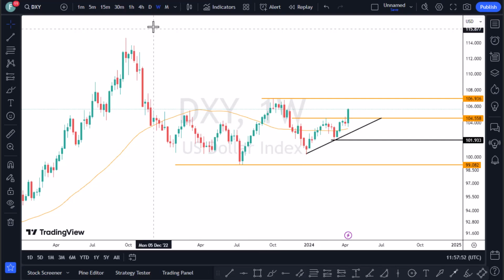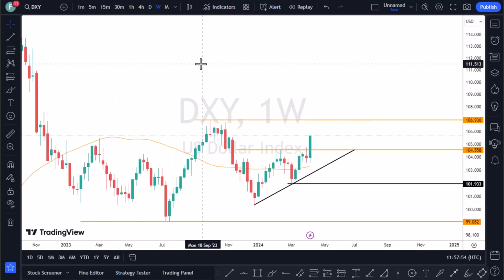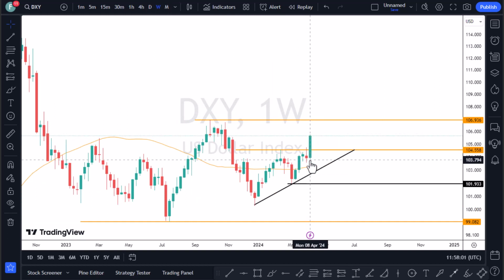This is the weekly chart of the dollar index. You can see last week ensured a strong bullish candlestick, which means technically next week there's a higher chance that the USD currency pairs are going to still continue in the upward direction, based on the strength I can figure out on the dollar index.